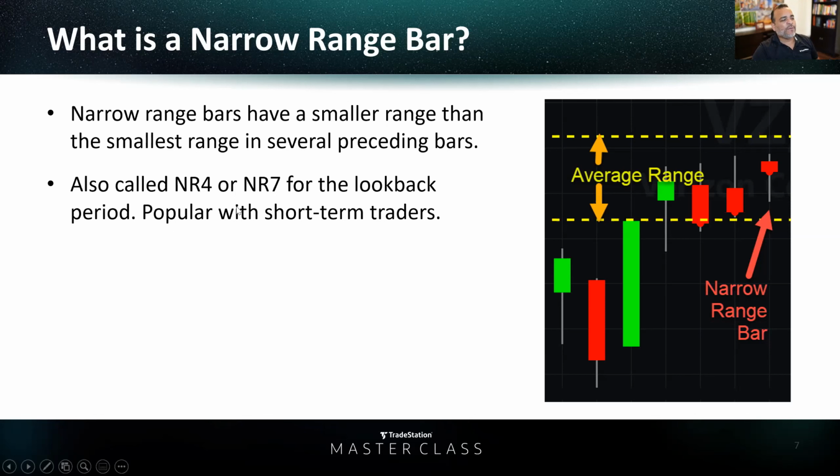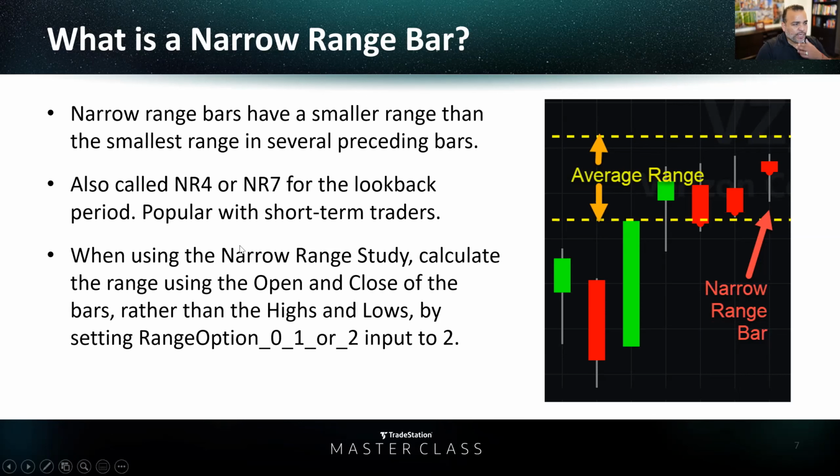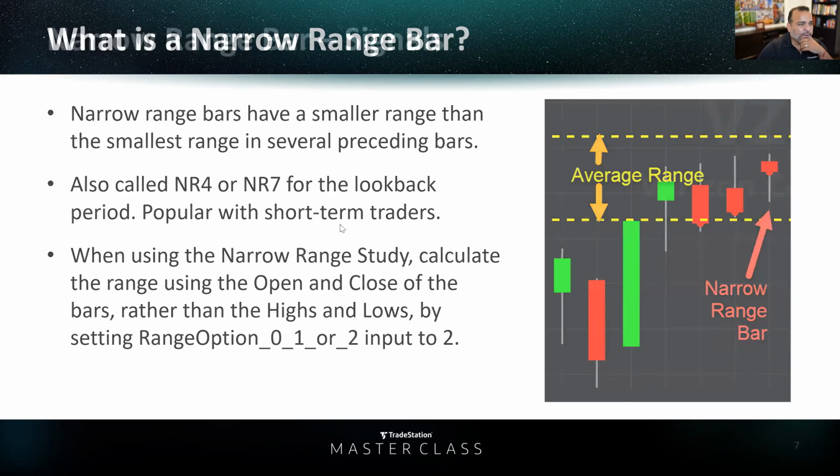This is also called the NR4 or NR7 for the look back period, and it's popular with short-term trades. When using the narrow range study, we calculate the range using the open and the close of the bars rather than the highs and the lows by setting the Range 0, 1, or 2 input to 0. So yes, you can change the way that it's being calculated by using some of the inputs. There are 3 versions here though. Using the open and the close of the bars is 0, the highs and the lows, you set it to 2. I believe 1 is using the highs and the lows. I'm not sure what 0 is. We'll take a look in the code.